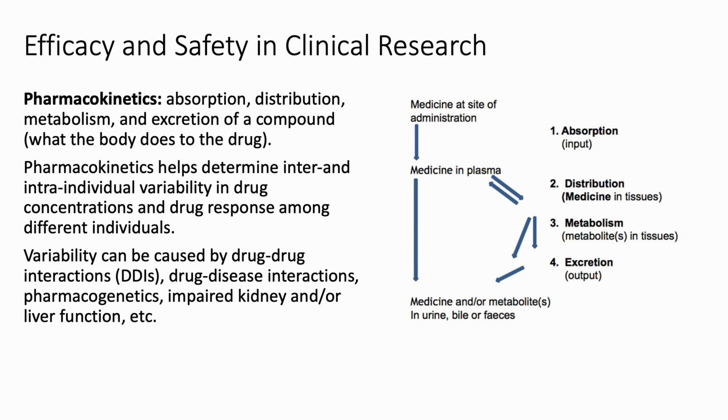And then talking about pharmacokinetics, we always talk about the absorption, distribution, metabolism, and excretion of a compound. So we talk about what the body does to the drug. So pharmacokinetics helps determine inter- and intra-individual variability in drug concentration and drug response among different individuals. So variability can be caused by drug-drug interactions, drug-disease interactions, pharmacogenetics, impaired kidney and or liver function, etc.